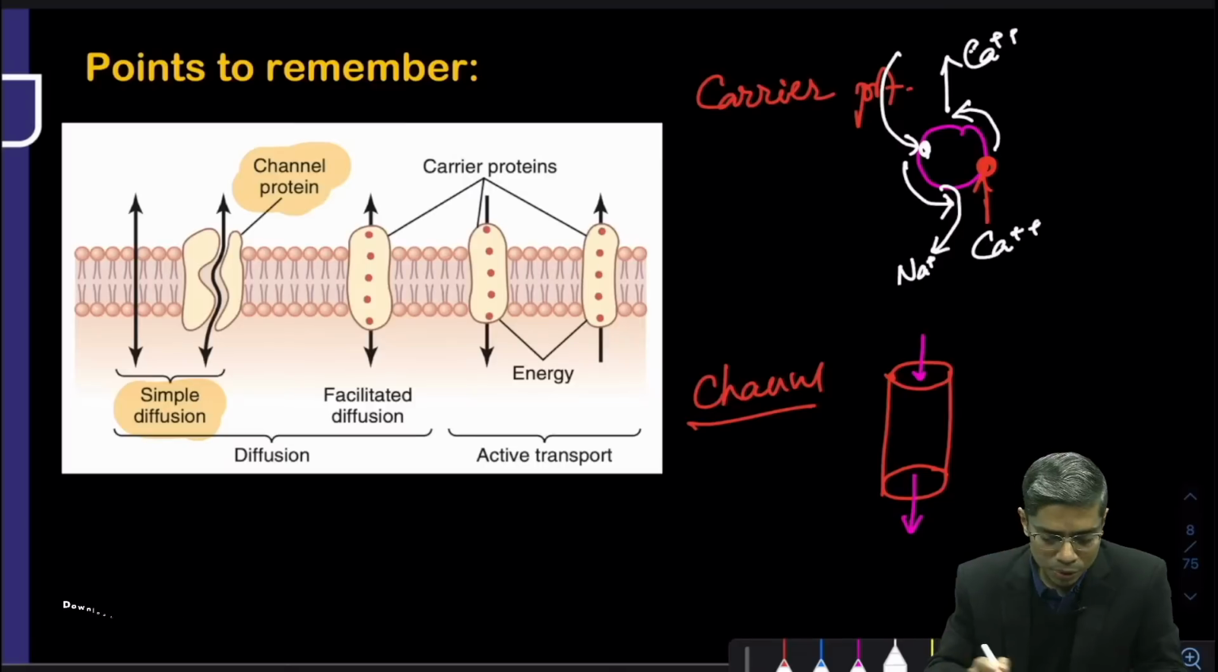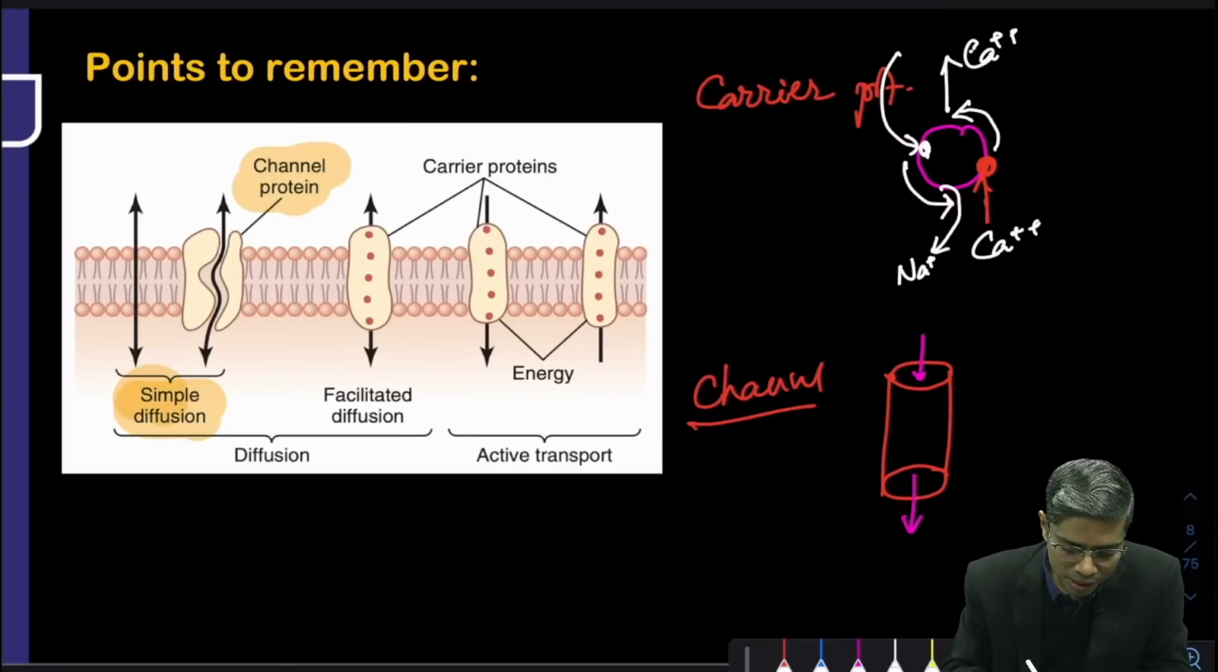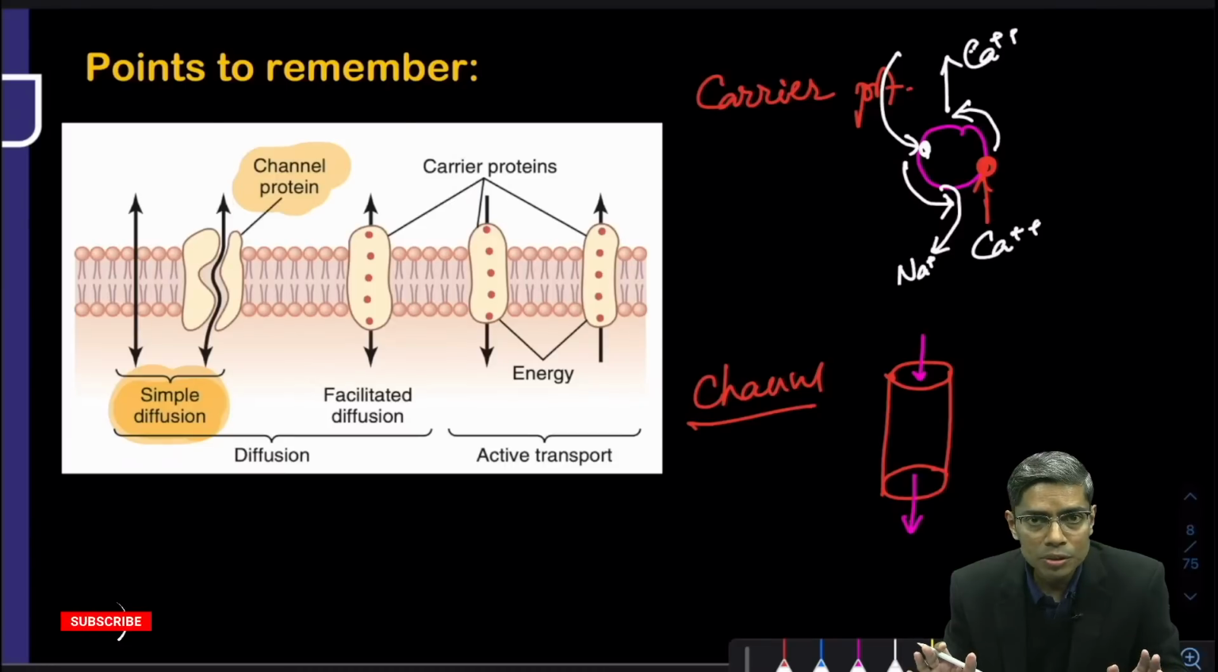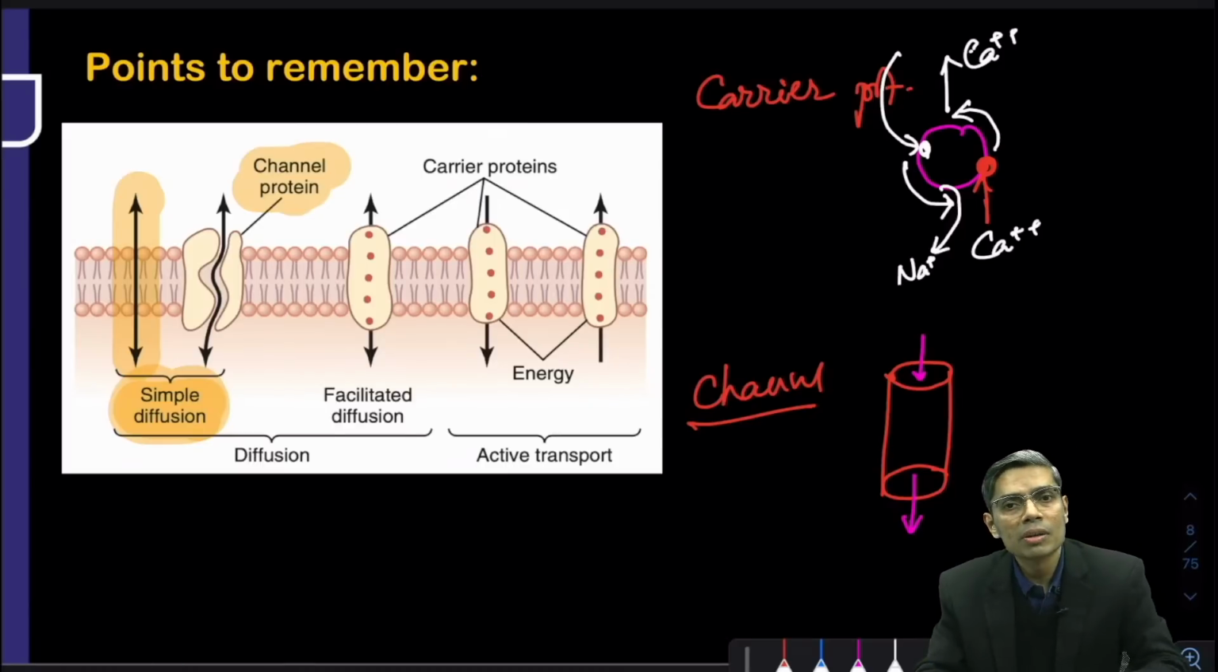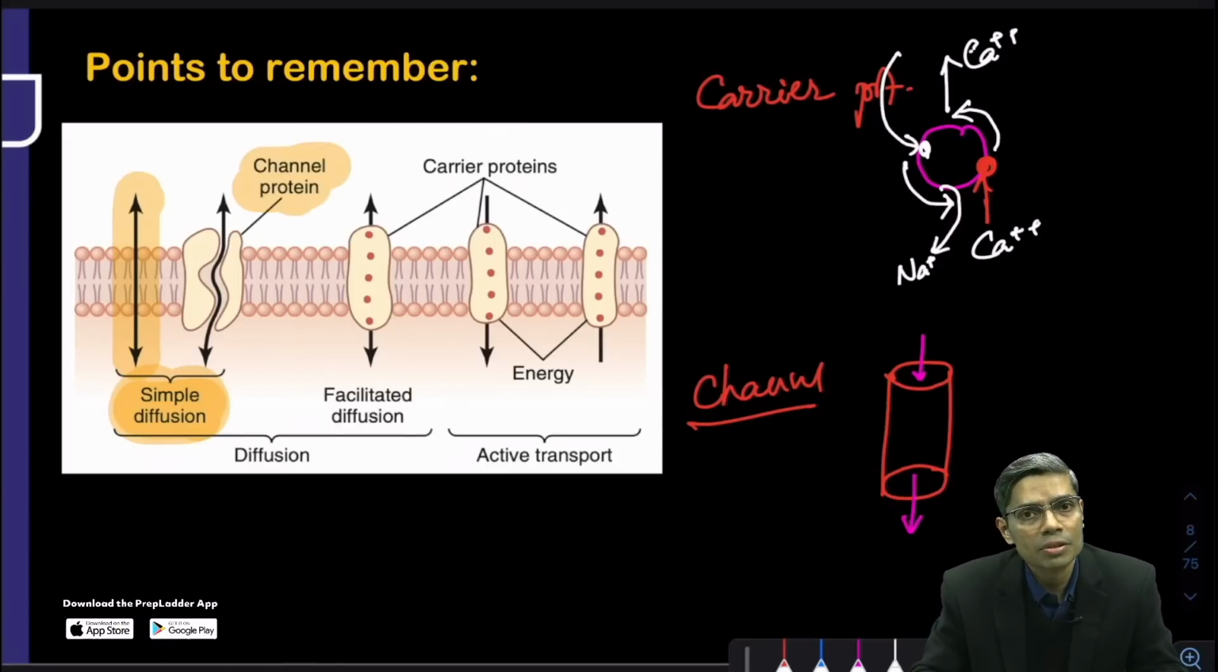So all channel protein mediated transport is a simple diffusion process. Simple diffusion can also occur without a channel protein, because if the substance is lipophilic, like oxygen and carbon dioxide gases, they can easily move without any channel or carrier protein. That is also simple diffusion.